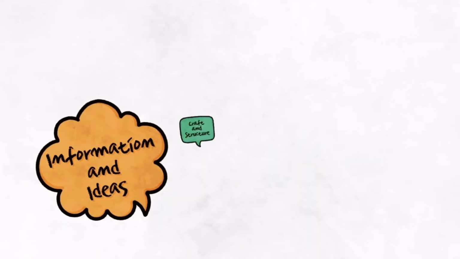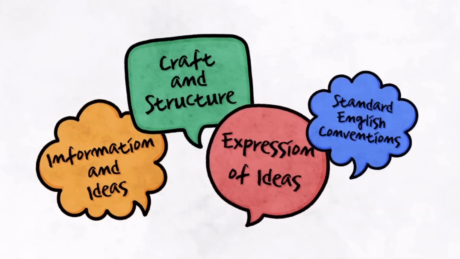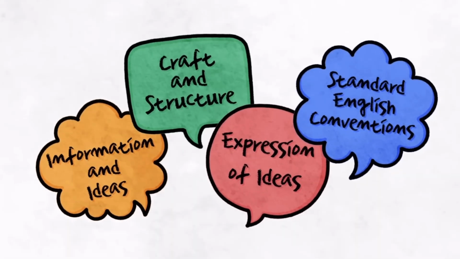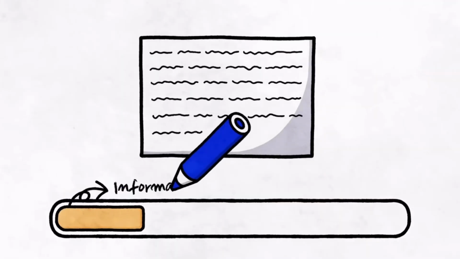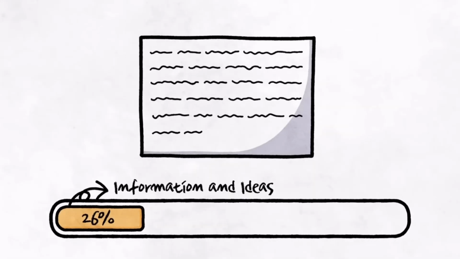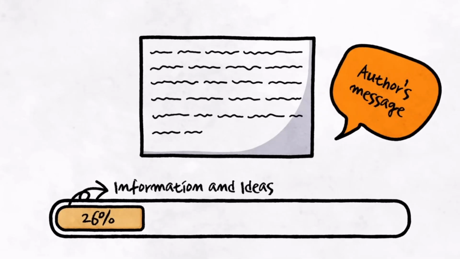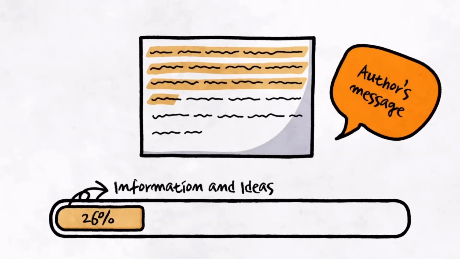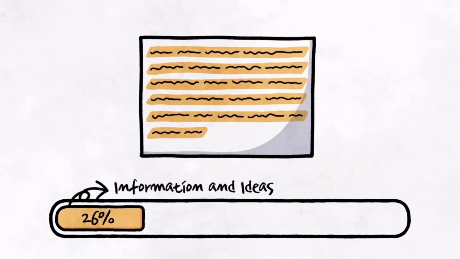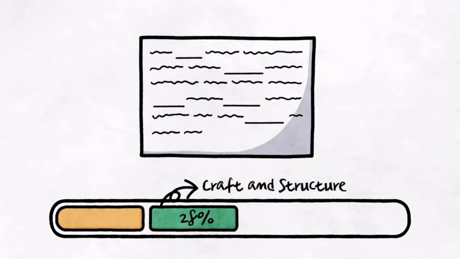Now that you know what's in the reading and writing section, let's look at the 4 different domains or question types. Information and ideas makes up 26% of the reading and writing section. These are all about understanding the author's message. You'll see questions about close reading, finding evidence, and summarizing text. Craft and structure is 28% of all the questions. They focus on your ability to comprehend words with context and build connections between related texts.